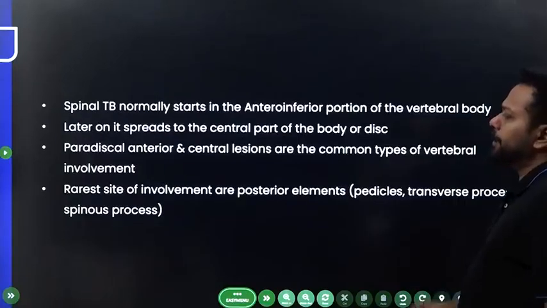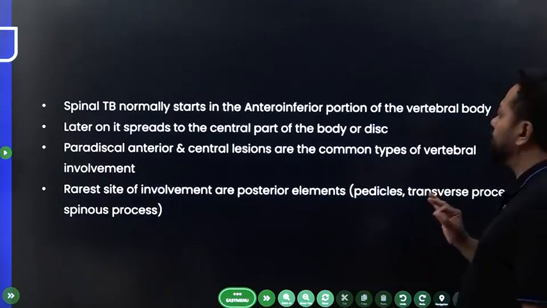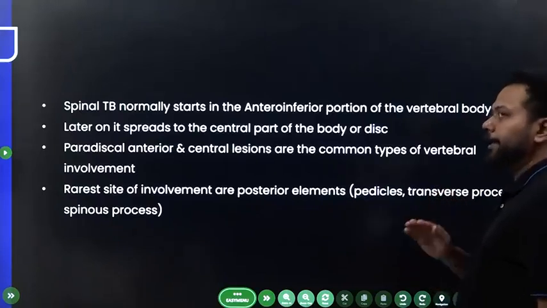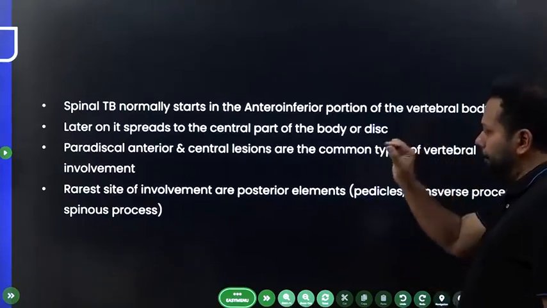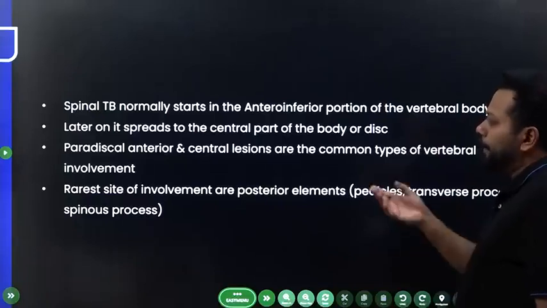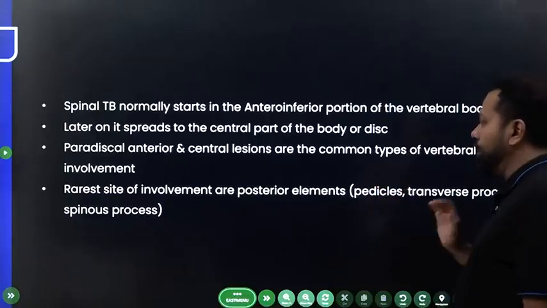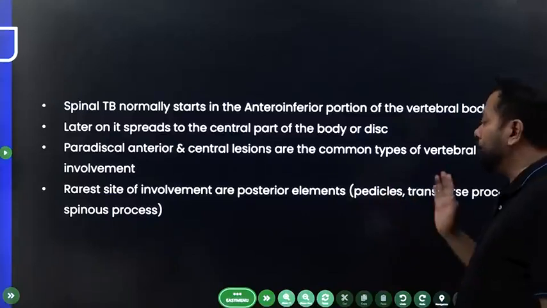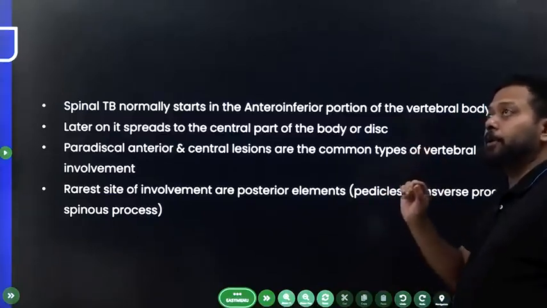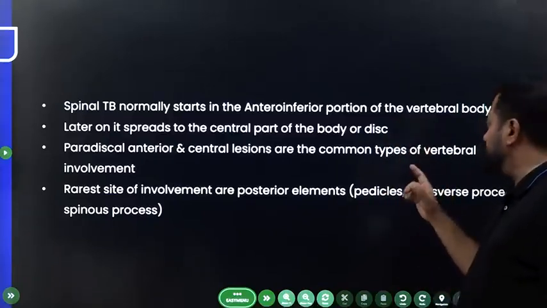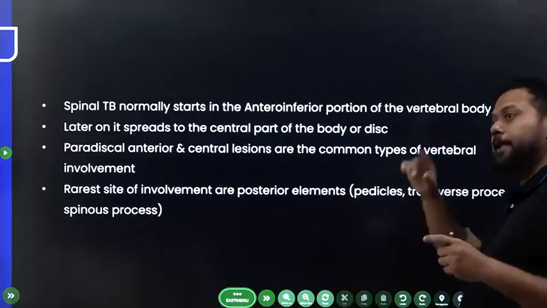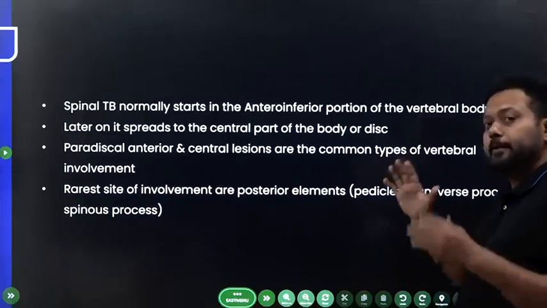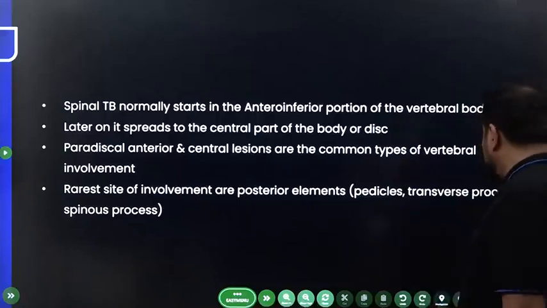Spinal tuberculosis normally starts in the antero-inferior portion of the vertebral body. Later it spreads to the central part of the vertebral body. Paradiscal, anterior and central lesions. Rarest site is the posterior element. What do you mean by posterior element? The pedicles, transverse process of the spine, and spinous process of the spine. These three are called the posterior elements.